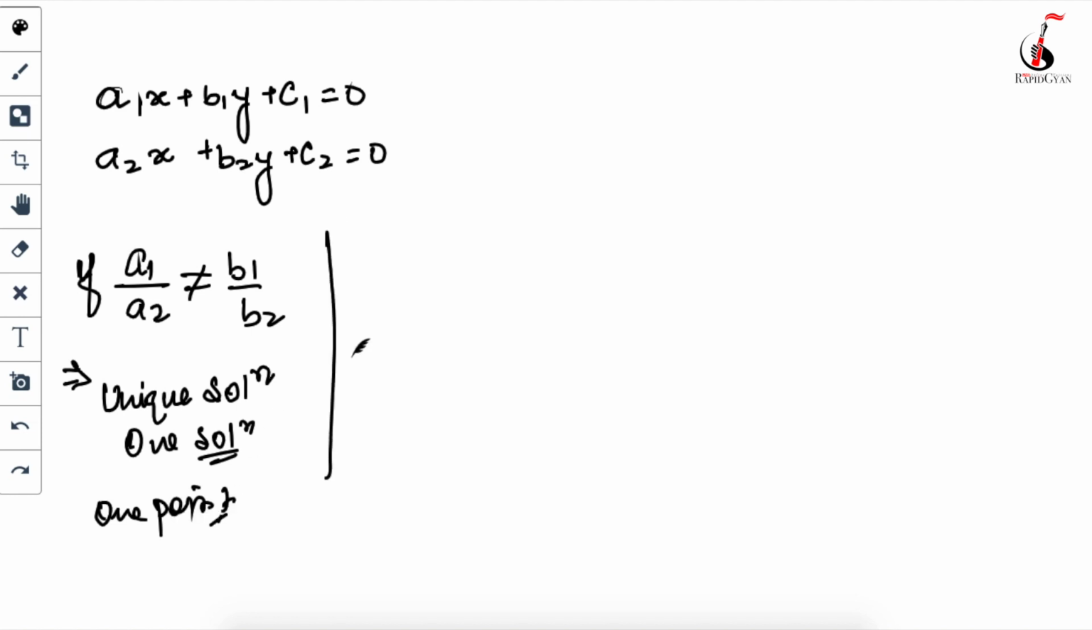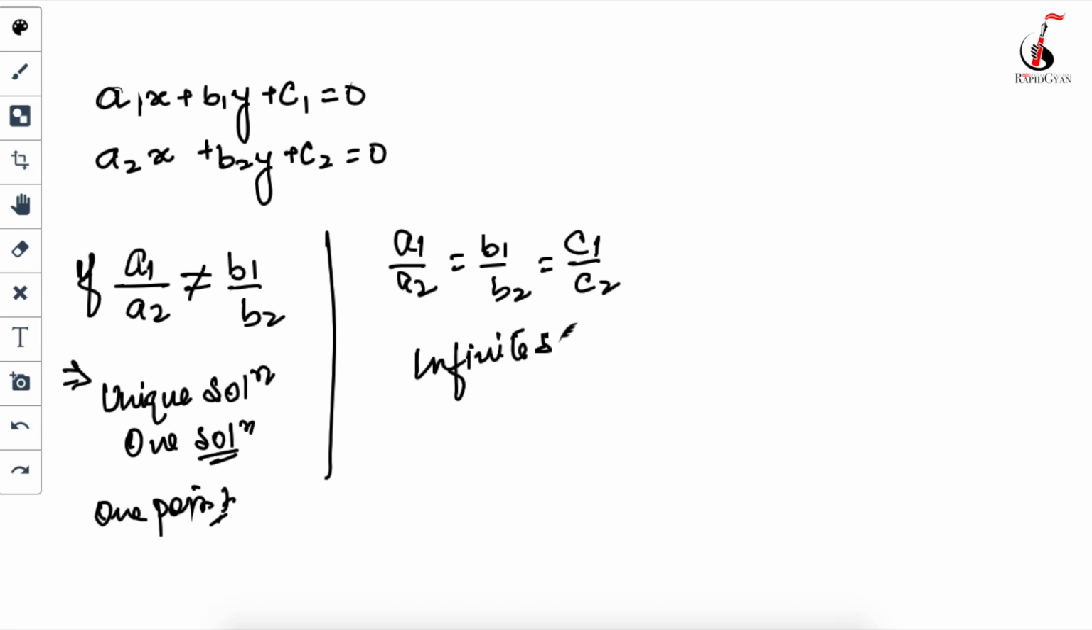Now the second case: if a1 upon a2 is equal to b1 upon b2 is equal to c1 upon c2, this is the case of infinite solutions. It means if you draw the graph, those two lines are going to coincide with each other.